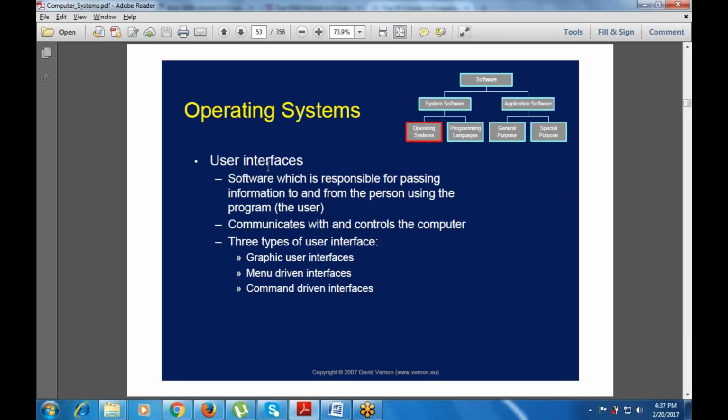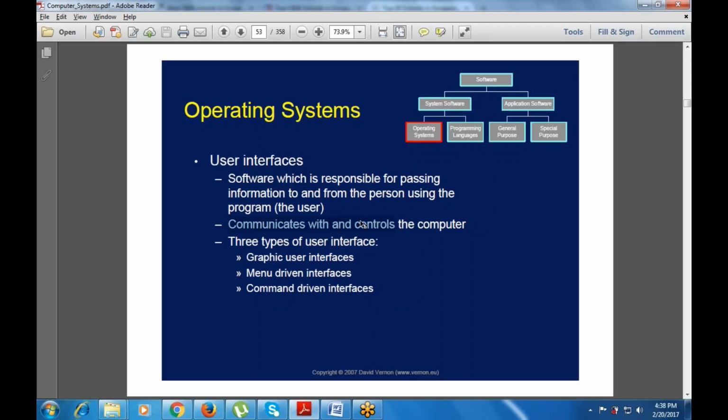Then the operating system, the user interface, is the software responsible for passing information to and from the person using the program, the user. Next is to communicate with and control the system. Whatever communication, whatever controlling, whatever tasks we have done, the operating system communicates with and controls the computer. Operating system is one of the main categories, because right now I'm teaching you with the help of the operating system only. Why? Because if there is no Windows in my laptop, in my computer, there is no way to install or use anything.